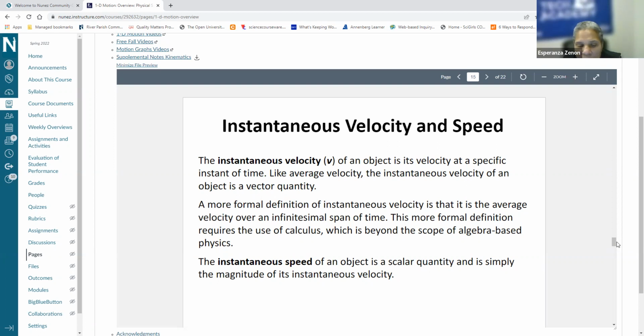Now, because the math involved in finding those two properties requires calculus, anytime you need to use instantaneous velocity or instantaneous speed, I will give you those values. Okay.